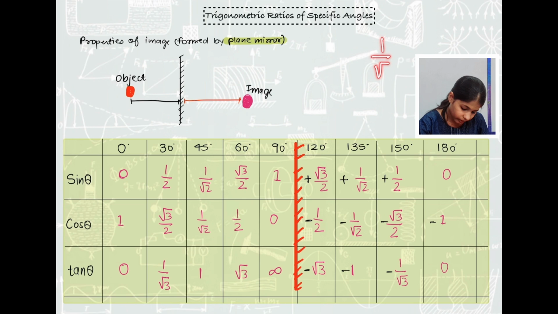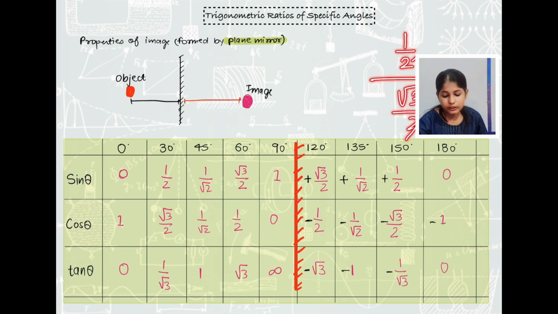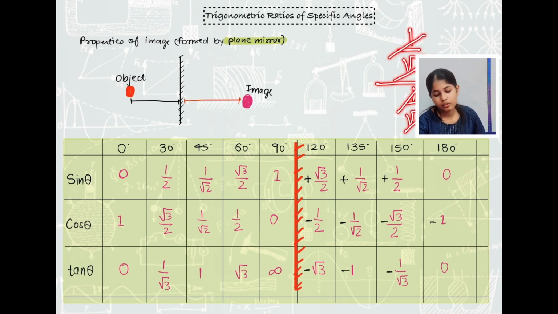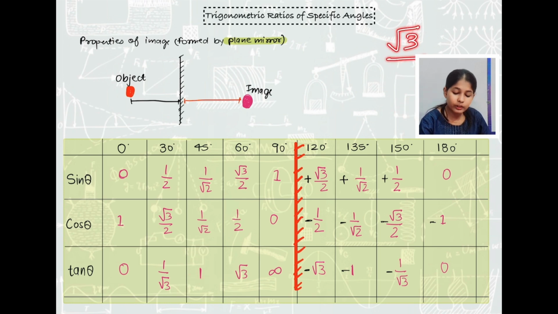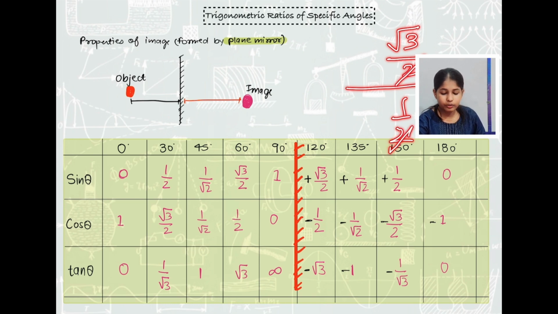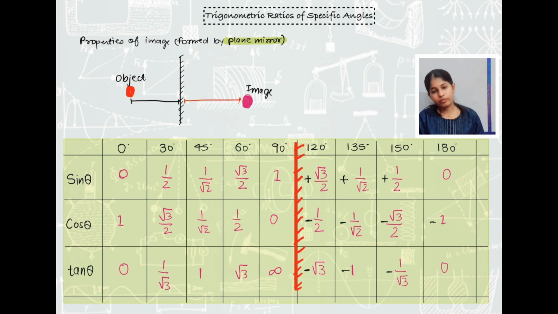1 by 2 upon under root 3 by 2. This 2 will cut and you will simply get the answer, that is 1 upon under root 3. This is the same. Now, if you divide 1 by under root 2 upon 1 by under root 2, what you will get is simply 1. And if you divide under root 3 by 2 from 1 by 2, you will get under root 3. In this way, the infinite will also come.